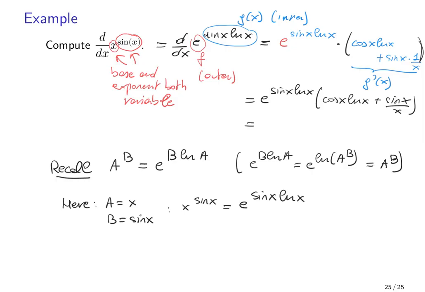Here up front we have this term, but we established that this term is actually just x to the power sine x. So we can write this as x to the sine x times cosine x logarithm x plus sine x divided by x.